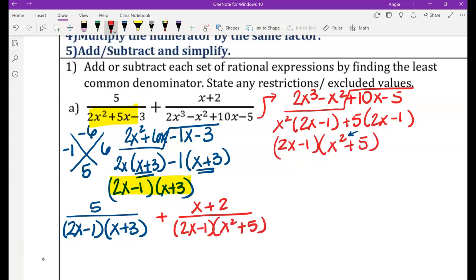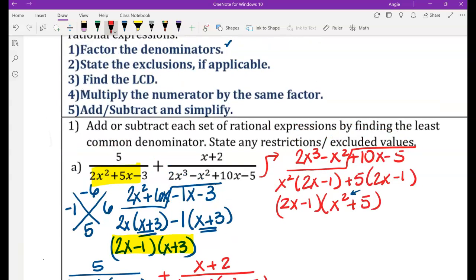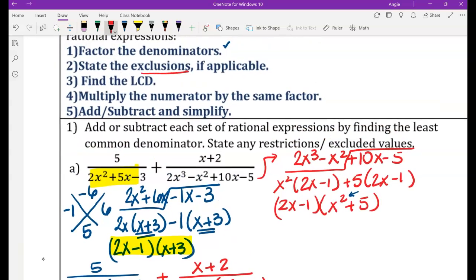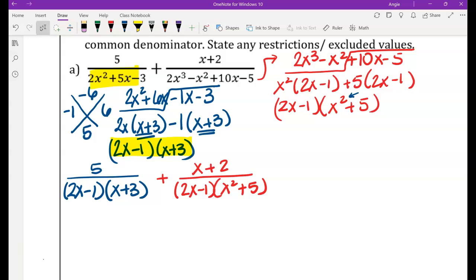All right, so step number 1, factor. Step number 2 said state the exclusions if applicable. Exclusions meaning that your denominator can never be 0. Because remember, you can't have fractions when the denominator is 0. So we're going to take each factor and set it equal to 0. So 2x minus 1 equals 0. Move the 1 over, 2x equals 1. So x cannot be 1/2. That's your exclusion for this one.